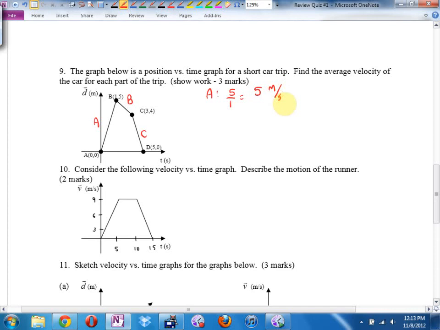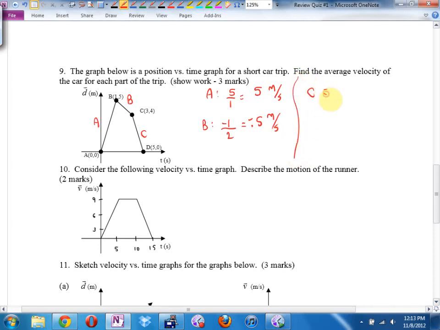1 mark for that. Section B, average velocity: the rise is -1, because we went down 1. The run is between 1 and 3, so 2. So -0.5 meters per second. If you left it as -0.5, that's fine.